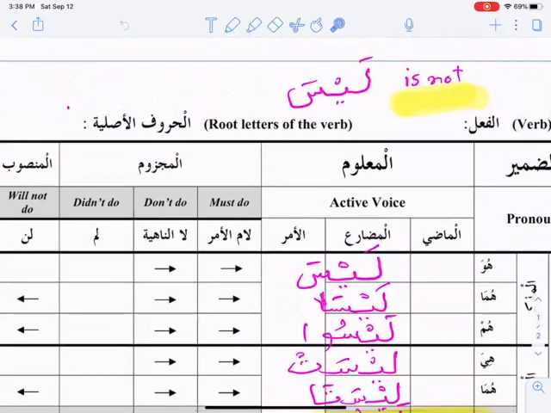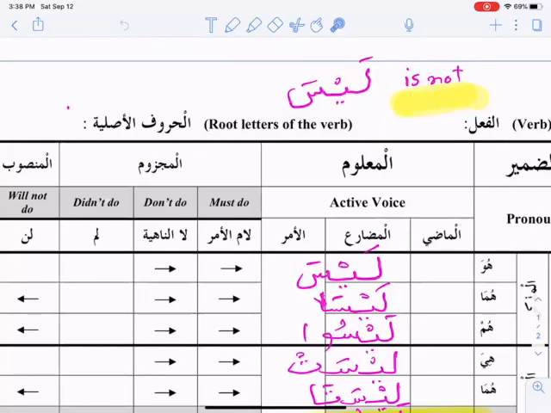Laysa. This is a verb. We have done a lot of verbs, but this is a different kind of verb. What is the meaning of laysa? Is not. Laysa.